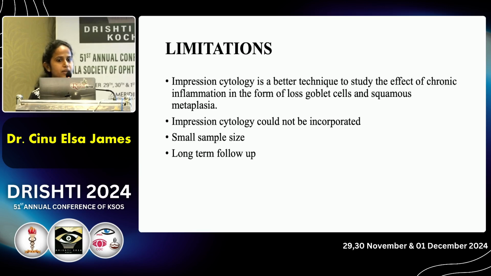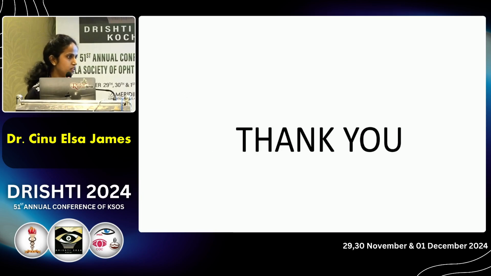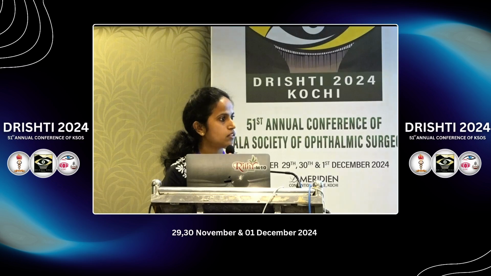The limitations were that impression cytology was a better technique to study the effect of chronic inflammation in the form of loss of goblet cells and squamous metaplasia, which we could not include, and the sample size was small, and long-term follow-up is needed in order to study the effect of thyroid medication, whether it is effective and whether it reduces this dryness. So we couldn't do that. That was a drawback. So these were my references. Thank you. What is the normal value in Schirmer 2?